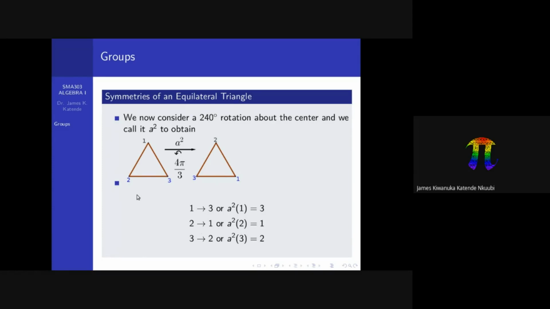2 will go to 1 because if you go through 240 degrees, it means you will turn all the way and 2 will land here at 1. So 2 goes where 1 was and 3 goes where 2 is. So we denote this function by a squared. And we see that a squared of 1 is 3, a squared of 2 is 1, and a squared of 3 is 2. So as a function, this is what it will look like.